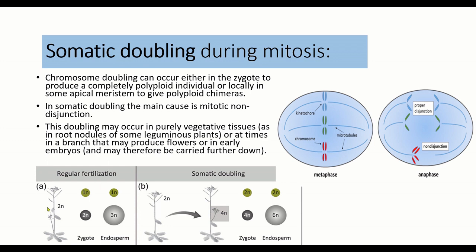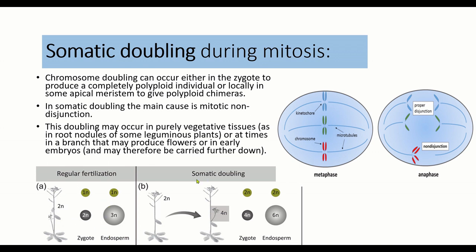You can see an example here. A diploid individual will produce male gametes, 1 and 1. One is fused with the female gamete, the egg cell, forming a zygote, and later an embryo. And the other male gamete will fuse with the polar nuclei forming an endosperm. This is what happens in the normal case.